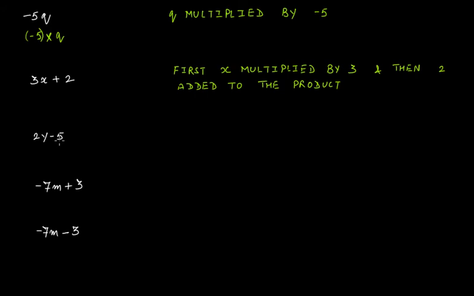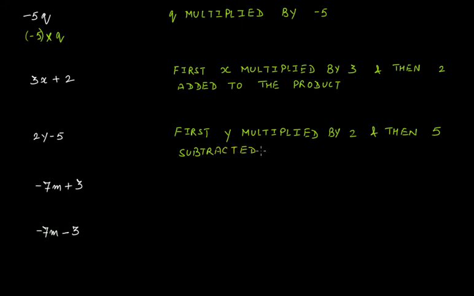In this case, this is 2y minus 5. It means that first y multiplied by 2 and then 5 subtracted from the product. y multiplied by 2, so you get a product, then 5 is subtracted from that product, and that is what we have written here.